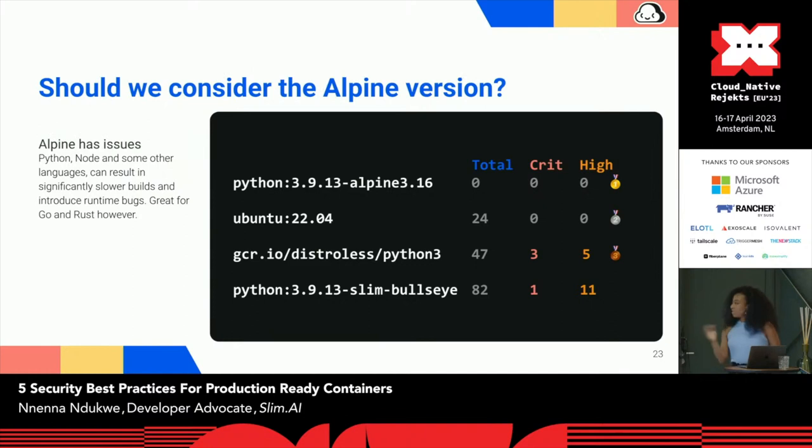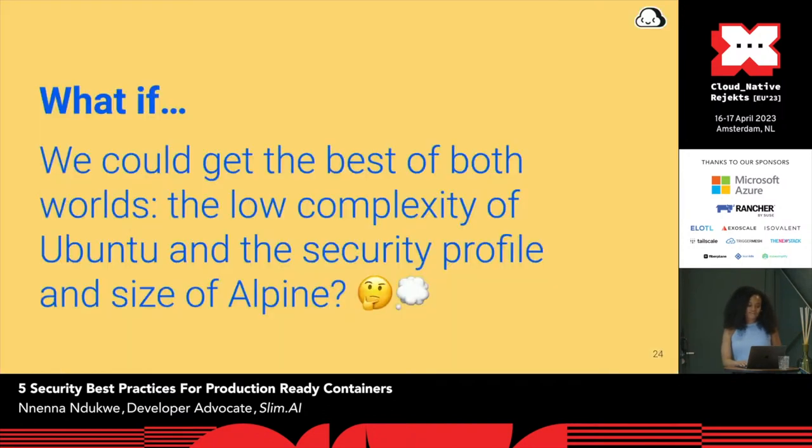So we're thinking about considering Alpine, but also there are some issues. And Python and Node seem to have some issues when it comes to Alpine. For some reason, it results in significantly slower builds, and it also introduces some runtime bugs and some strange behavior. So Alpine might be better for a Go or a Rust app. So that's one thing that's a con that we see with this so far. But Alpine was going pretty far. It was pretty high on the list so far. But we'll see which one we end up going with. I'm sure some of you have a prediction about which one we'll end up using.